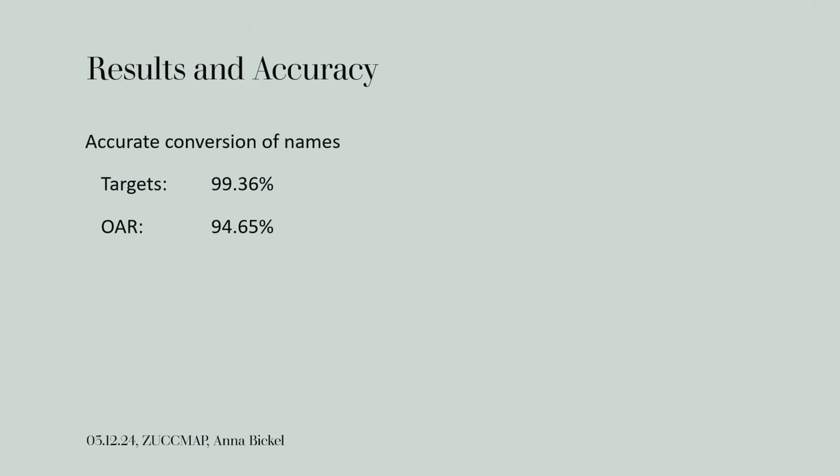So if you talk about code and converting things, we should probably talk about how accurate this whole thing is. We calculated the accuracy, and for the target structures, we have a very high accuracy of 99.36%, which is very good. And for the organs at risk, we have almost 95%, which is also really high. And we have the ground truth data set, which I talked about before. There are over 8,000 converted names, and yes, I did convert all of them and check them all by hand.